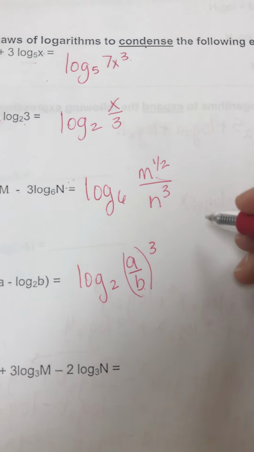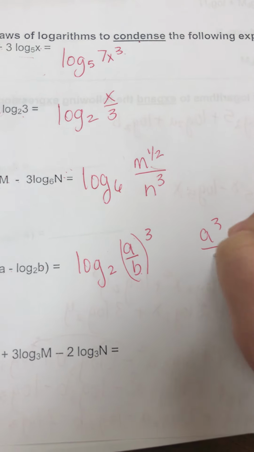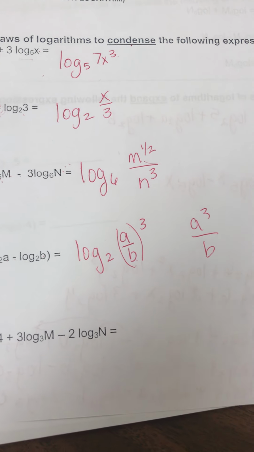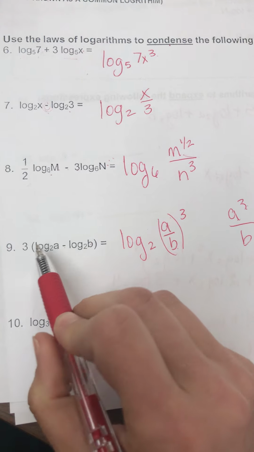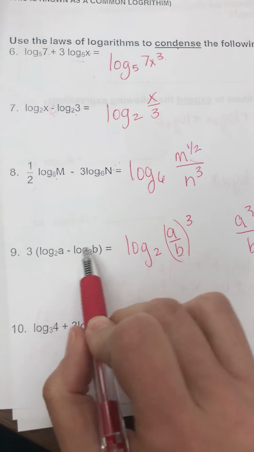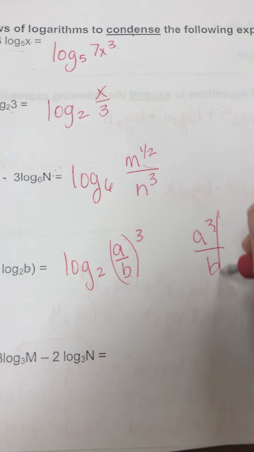If you wrote it like a to the 3rd over b and you didn't put it in parentheses, that would be wrong. Because you're saying that the 3 only goes to the a, and it doesn't. If it's in parentheses, it goes to both. So this would not be correct.